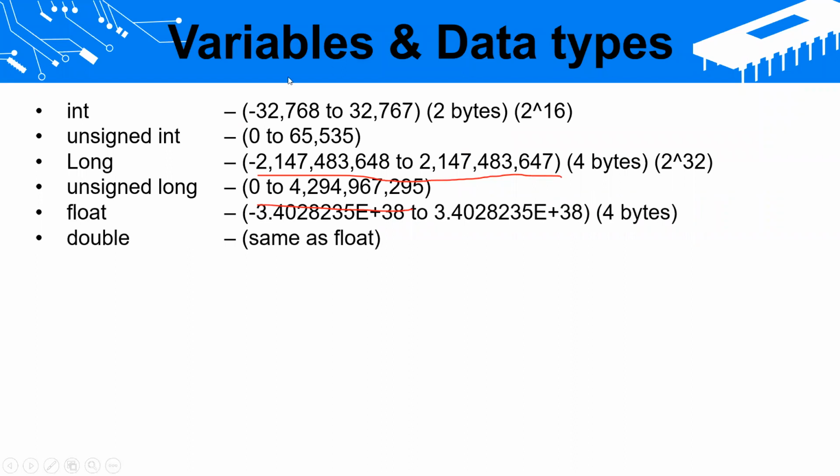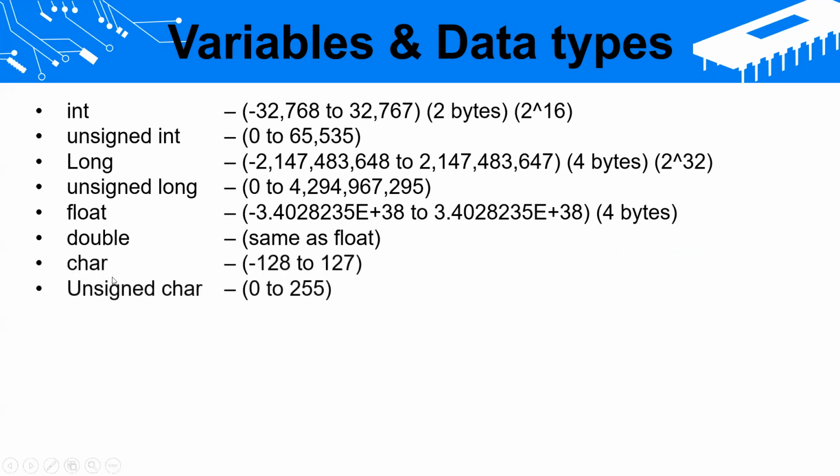Then we have float and double, right? So in Arduino, we can treat float and double as almost the same. In the normal case, double has much more precision, but in this case, we consider float and double as the same, right? So the value range will look like this, 4 bytes.